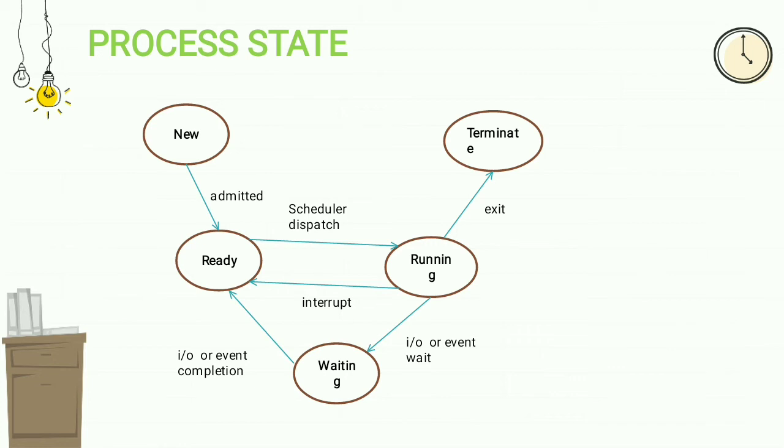When a job is residing in the secondary memory, it is called a program, which is idle, that is a passive entity. So when that particular job is fetched to the main memory, the program becomes a process.